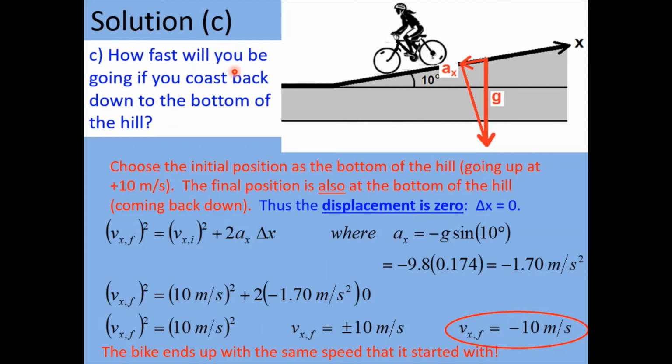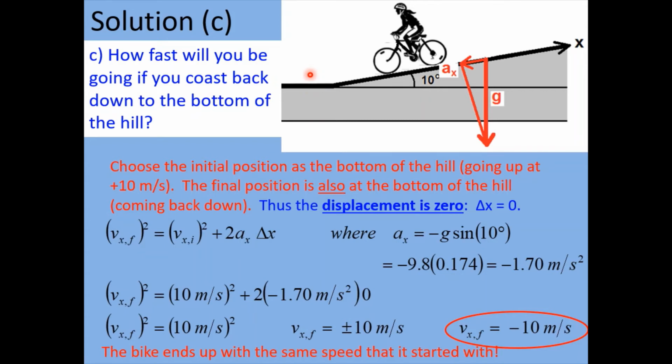The last part of this problem asked, how fast will you be going if you coast back down to the bottom of the hill? So what we're talking about here is, remember, she made it up 29.4 meters up to here and she stopped. Now she's going to turn her bike around and coast back down. And she's not pedaling, of course, right? She's got a broken chain. We're going to find out how fast she is going when she reaches the bottom here.